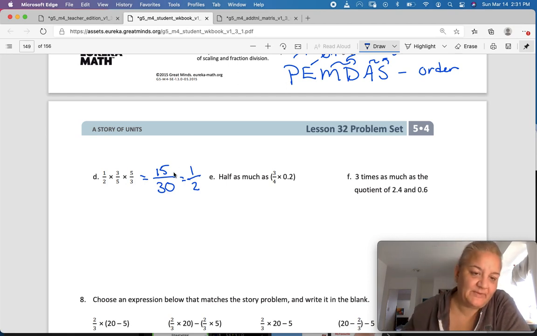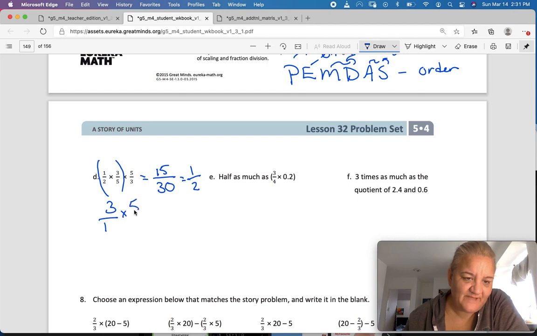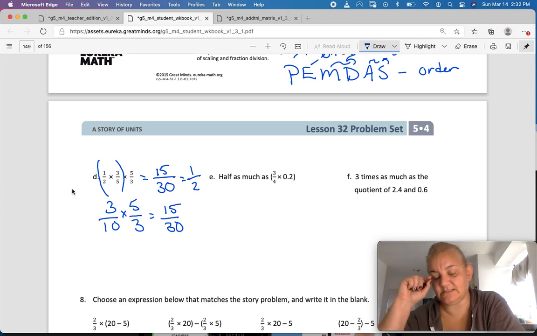If you want to break it apart, you can. If you want to do this, you can. That makes it a little bit easier for you. Okay, so 1 times 3 is 3. 2 times 5 is 10. And then multiply by 5/3. You're still going to get 15/30. Okay. There's no parentheses. You can multiply straight across all 3 numbers if you want.